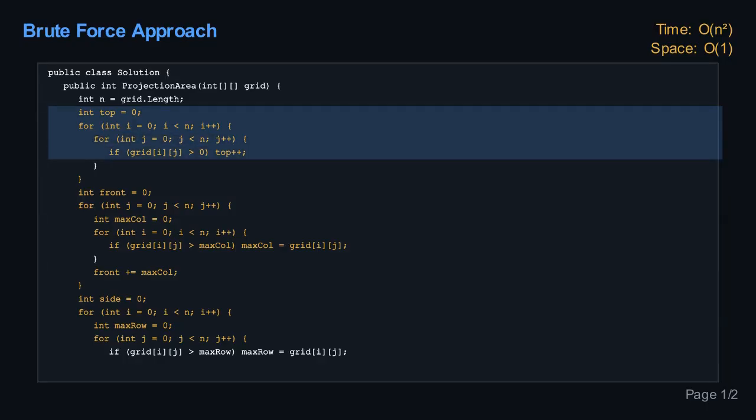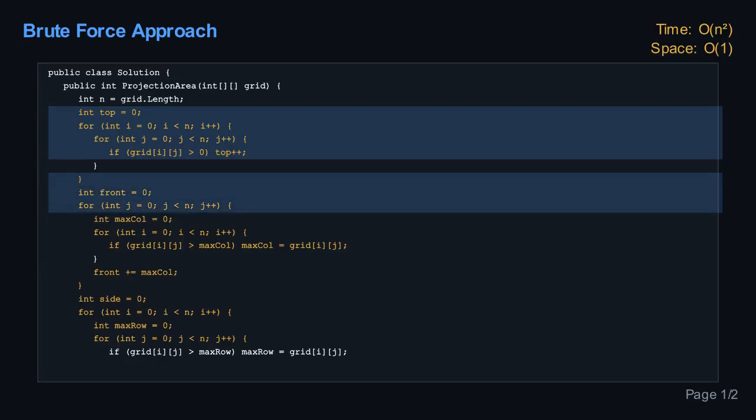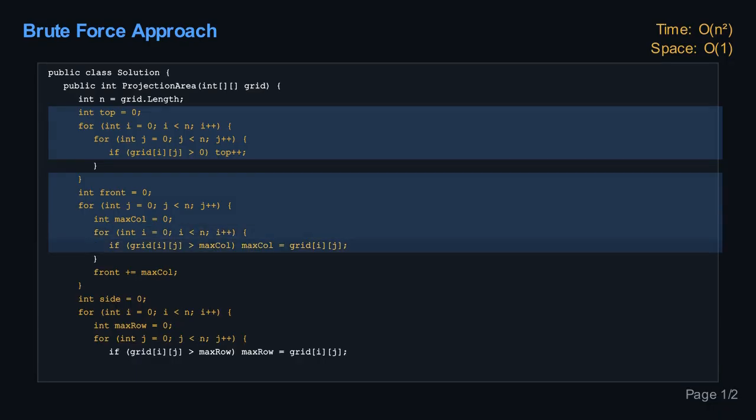That's another full pass over the grid, but this time the outer loop is columns and the inner loop is rows. Third, compute the side area. For each row, loop over all columns to find the maximum height in that row, and accumulate those maxima. That's a third full pass. Each pass touches every cell once, so overall we do 3 times n squared operations.